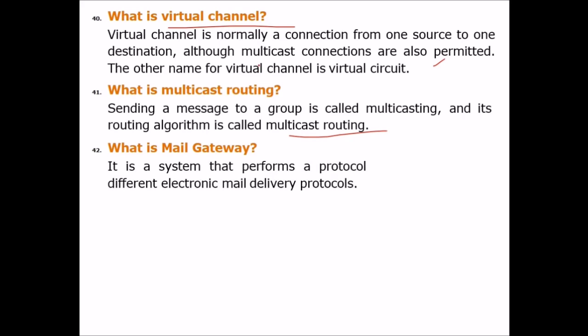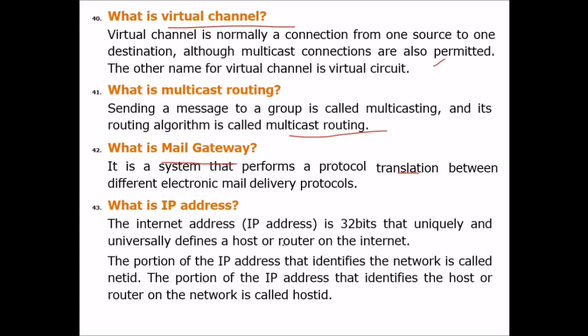What is mail gateway? It is a system that performs a protocol translation between different electronic mail delivery protocols. So this is a translation protocol. What is IP address? The IP address is a 32-bit address that uniquely and universally defines a host or router on the internet. So we have class A, class B, class C, D, E addresses.